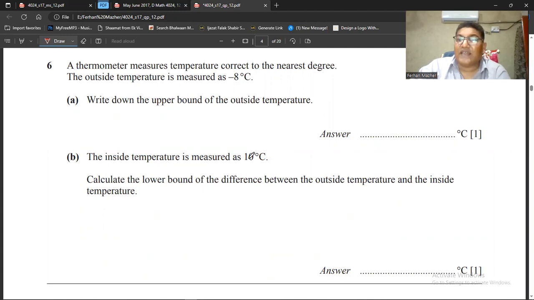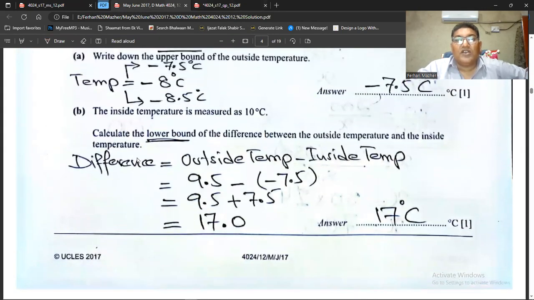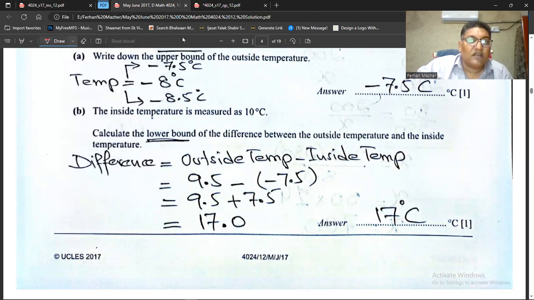Its upper bound will be 10.5 and its lower bound will be 9.5. So we have to find out the temperature difference between them. The difference is outside temperature minus the inside temperature. Because I want the lower bound of the difference, I will take the lower bound of one and the upper bound of the other. Then from the subtraction, you will have the smallest value.